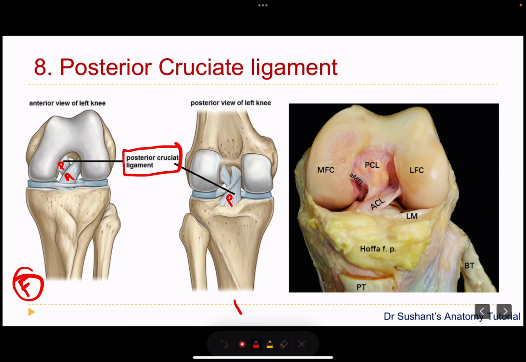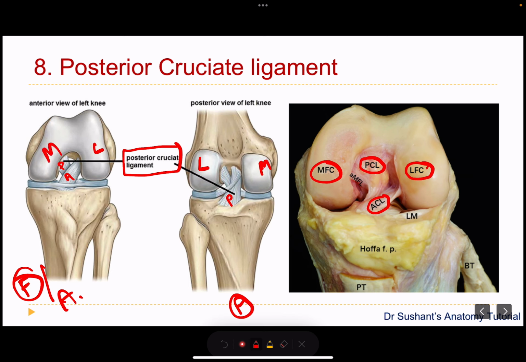Here we can see the posterior view, or the back view, in contrast to the front or the anterior view of the knee joint. So in the posterior view of the knee joint, we can see the posterior cruciate ligament here in this picture. This is the anterior cruciate ligament. Now this is the lateral femoral condyle. This is the medial femoral condyle. Here also, this is lateral, this is medial femoral condyle.